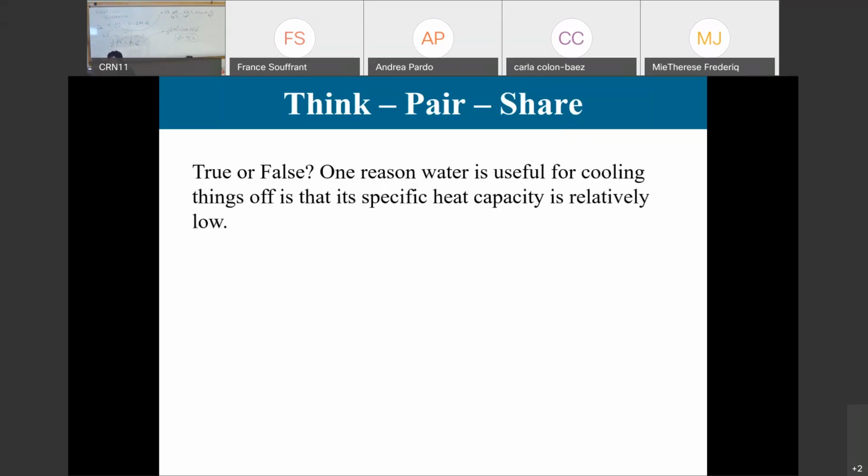And one reason water is useful for cooling is because the specific heat capacity is relatively low. False, it's because it's high.